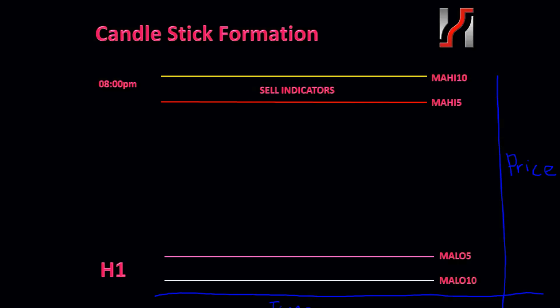What you need to understand about these two pairs of indicators is that Mahi 5 and Mahi 10 are sell indicators, and Malo 5 and Malo 10 are buy indicators. It's fairly straightforward that we need to buy at the bottom and sell on the top. So what I have here, for example, is a candlestick that has just opened at about 8 p.m.